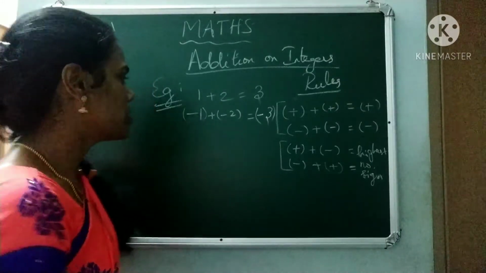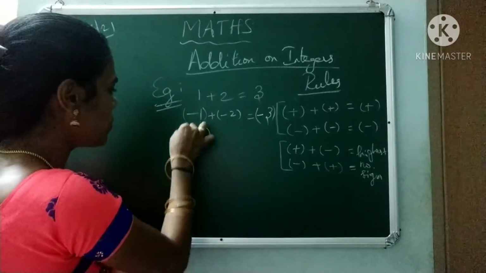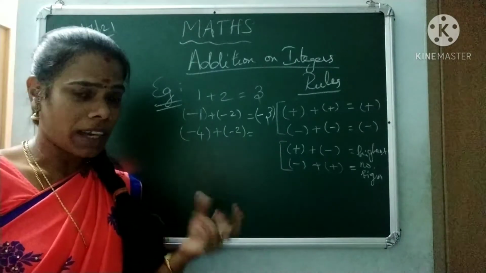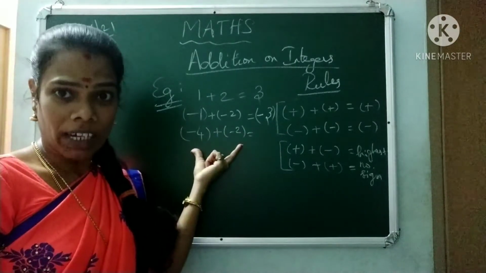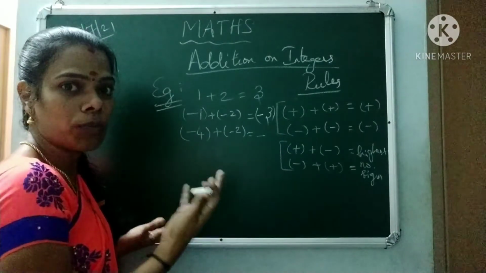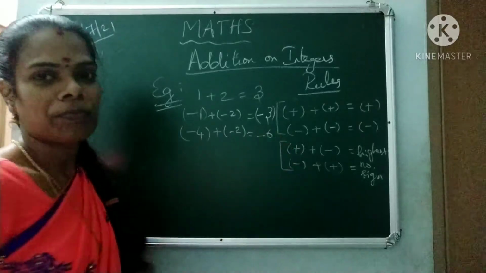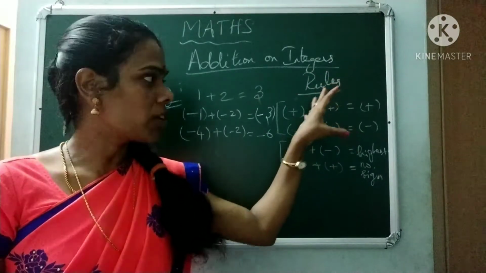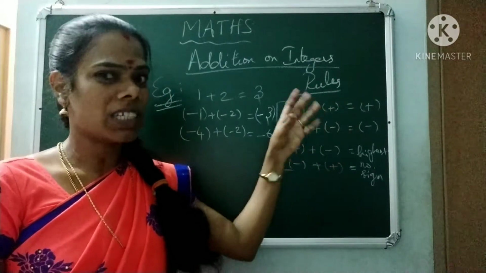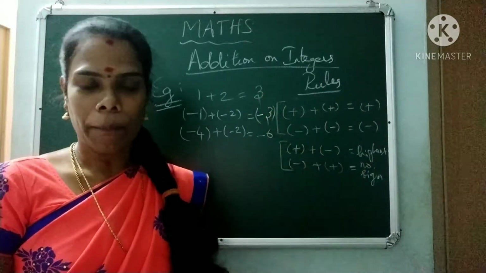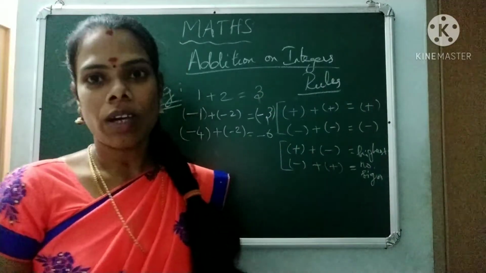Then can you try by yourself? If I am taking minus 4 plus minus 2, what is your answer? First look at the sign. Both signs are negative, so your answer is also negative. Then just add up 4 plus 2, your answer is 6. I hope you are not getting any confusion with these two rules, because it is very easy. If the signs are the same, your answer has the same sign. Then just add up.